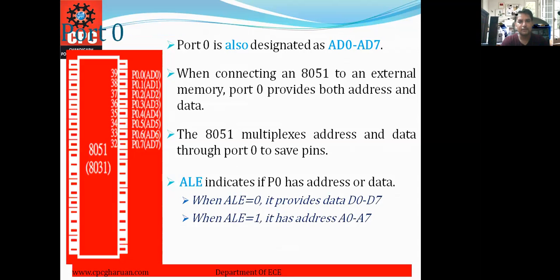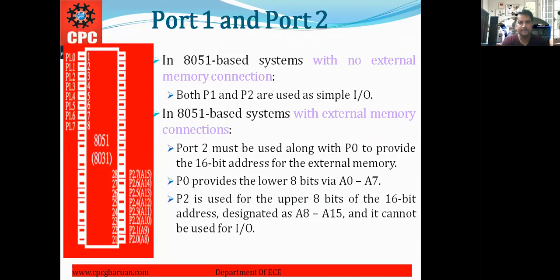Port 0 is also designated as AD0 to AD7. When connecting an 8051 to an external memory, port 0 provides both address and data. Here we use ALE to separate the data and address. When ALE is equal to 0, it provides data, that is D0 to D7. If ALE is high, it has the address, that is from A0 to A7.